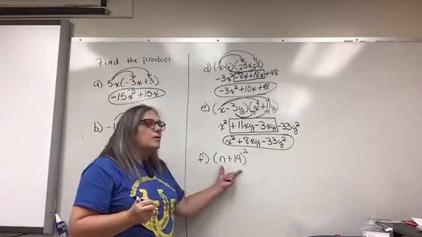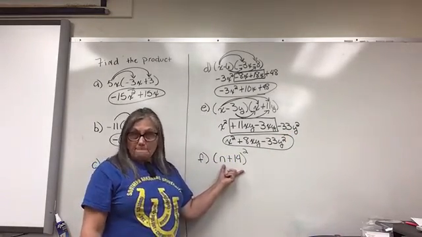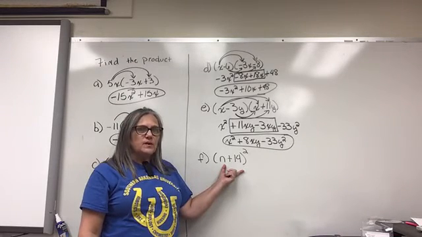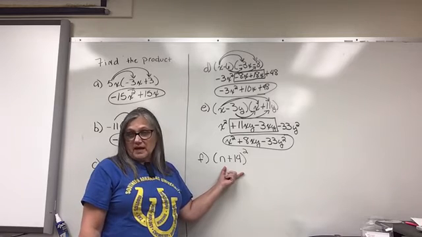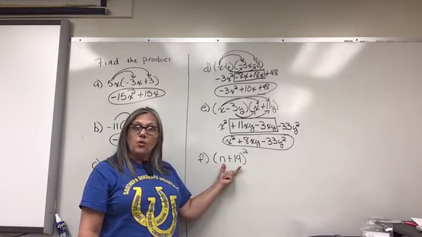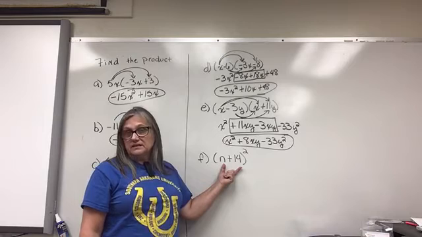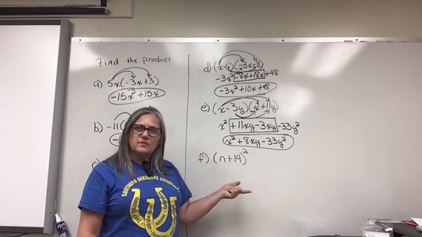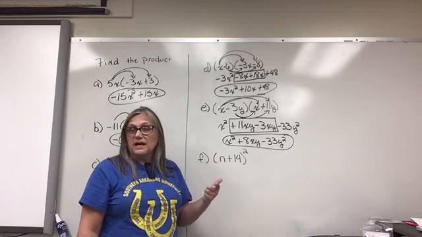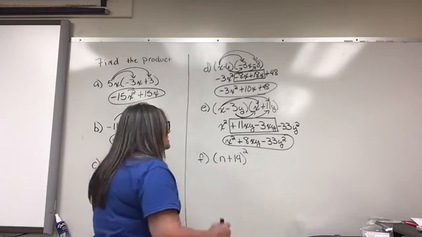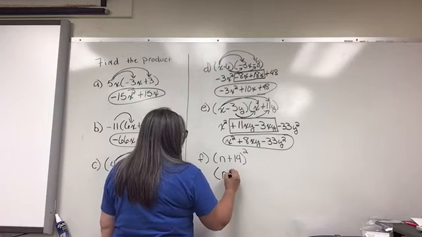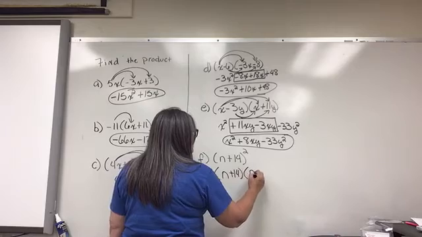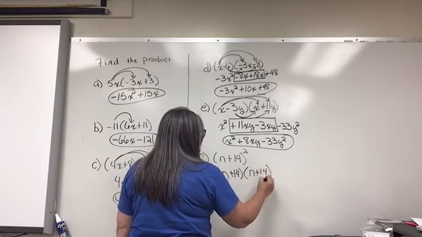Now then, what do I do with this thing? Well, I can't really just distribute that squared out like I did before with my exponents, because this whole quantity n plus 14 is squared. So when I square a number or raise it to the second power, it means that I multiply it times itself. So I'm going to do this thing like this. So it's n plus 14 times n plus 14.